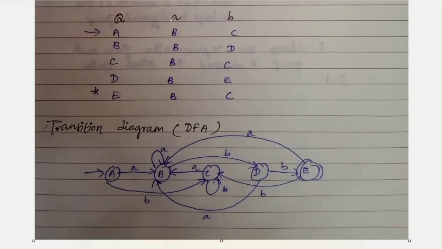D on A reaches B. D on B reaches E. E on input A reaches B. E on input B reaches C.